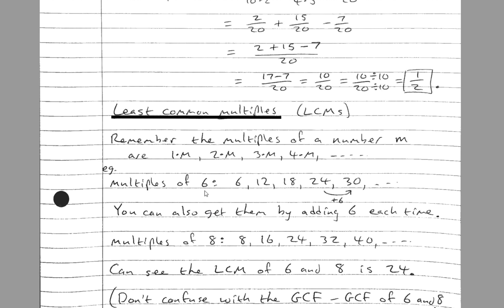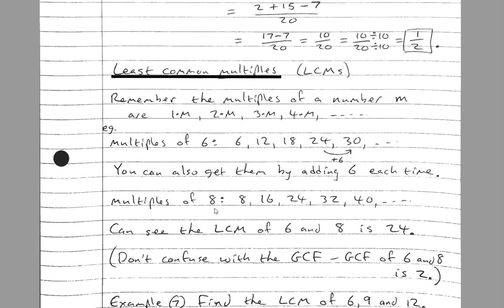So the multiples of 6: 1 times 6, 2 times 6 is 12, 3 times 6, 18, 4 times 6, 5 times 6. But if you're making this list, maybe it's easier just to add another 6 each time. So 24 plus 6, that's 30. Next one, 36, 42. Multiples of 8: 1 times 8, 2 times 8, or add another 8 each time.